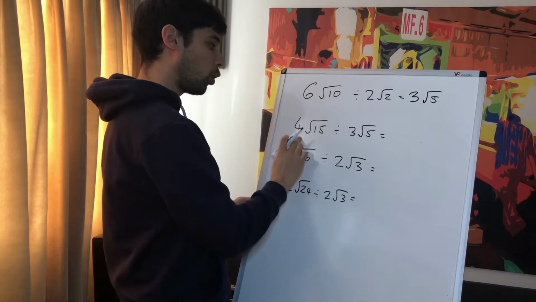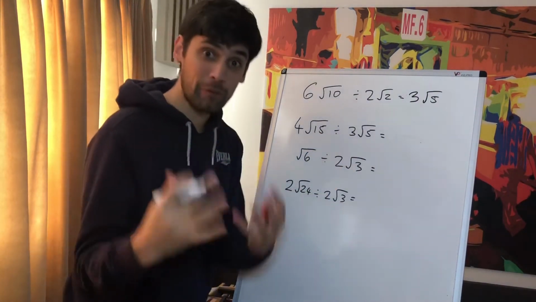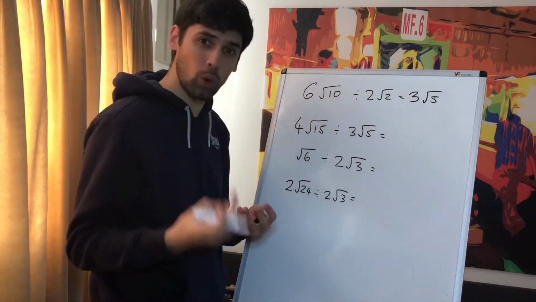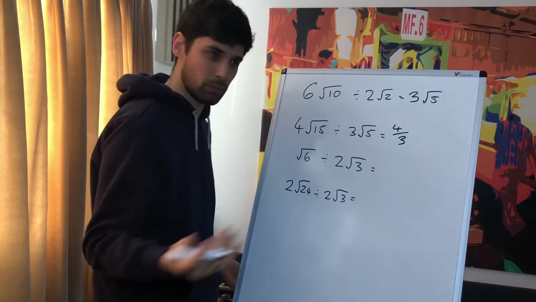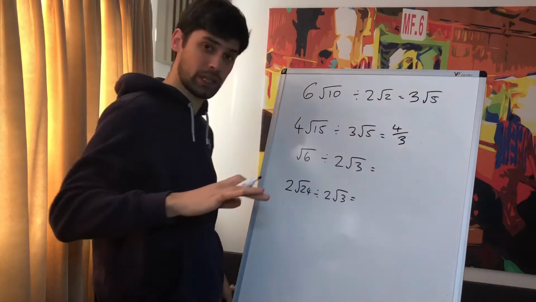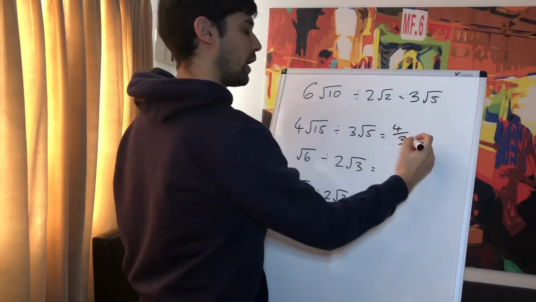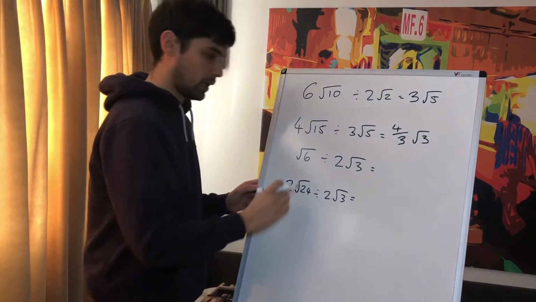Now here we've got 4 divided by 3. Don't be scared of fractions. 4 divided by 3 is some really awkward number, but it's actually just 4 over 3. Much easier way of writing it and 100% correct. Root 15 divided by root 5 is root 3.